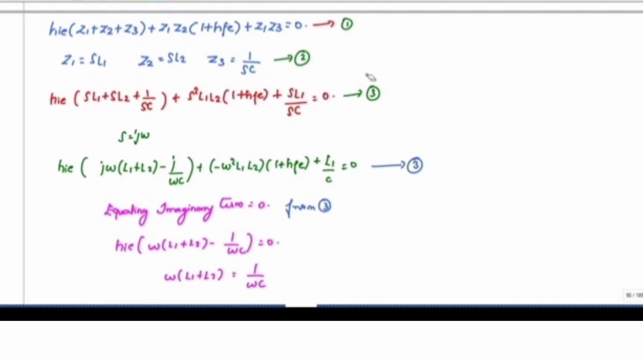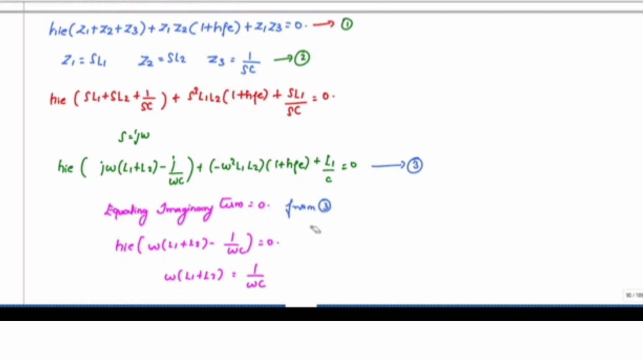So you obtain the third equation in terms of HIE, and if I take j omega out as a common factor, I will get j omega into L1 plus L2 minus j divided by omega C, plus, inside the braces, minus omega square L1 L2 into 1 plus HFE plus L1 divided by C, that is equal to 0. As I have two inductances, I represent them as L1 and L2, and as I have only one capacitance, I represent it as C.